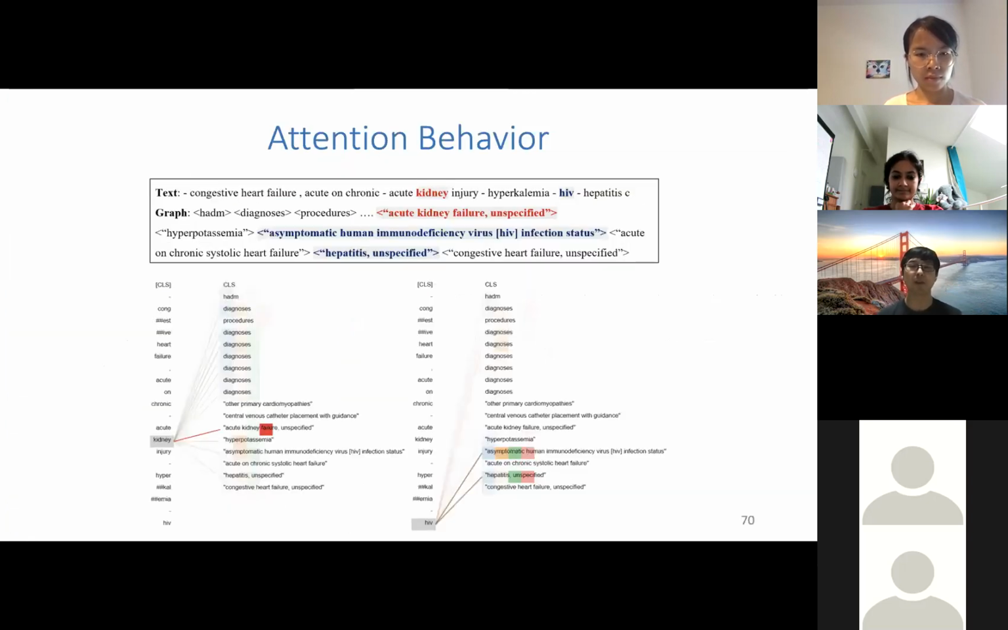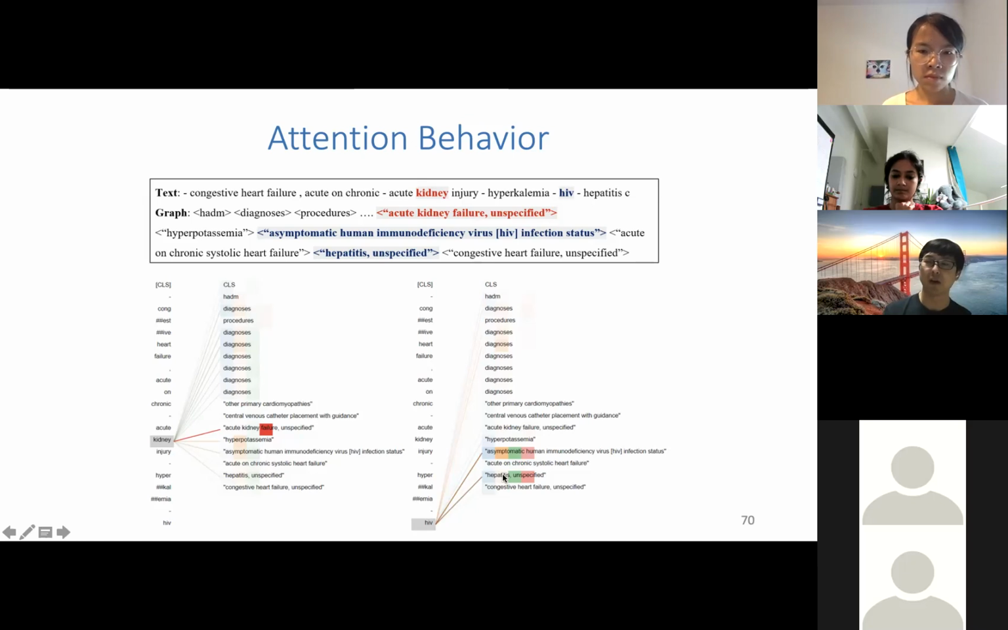And lastly, this is the graph attention behavior analysis. So here, this is the text part, and this is the node or graph part. And you can see that even though I haven't actually told the model that this text is the same as this node, I just gave tens of thousands of examples and hopefully they figured it out, and they did figure it out. So for example, the word kidney is strongly attending to the node acute kidney failure, and the word HIV is strongly attending to these two nodes, which are asymptomatic HIV and hepatitis C, interestingly.